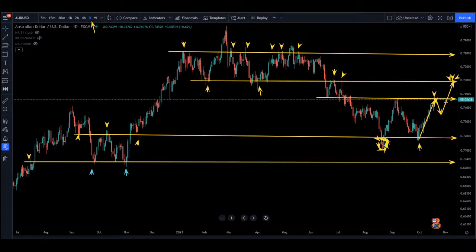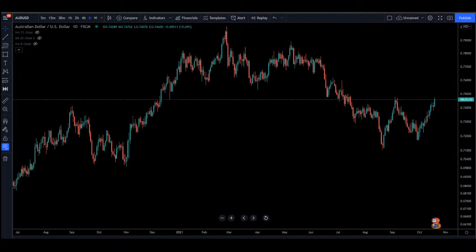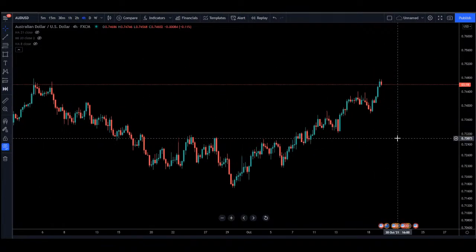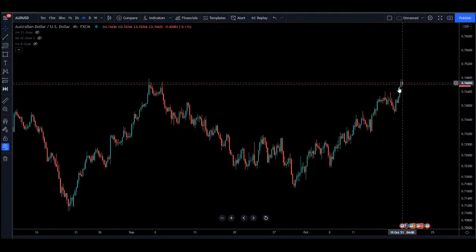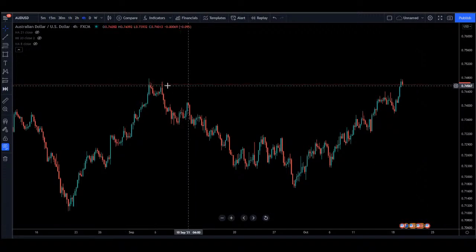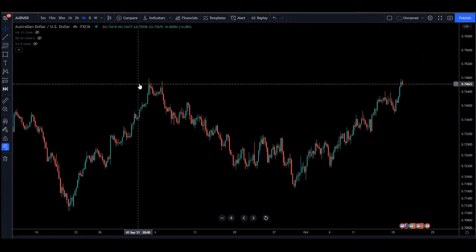But for now, I would be looking for sales. Why would I be looking for sales? Well, very easy, because the price has touched that level. That's the reason why. So if I clean all of these levels and then I go to the 4-hour time frame, this is where the price is at right now, right? This is the resistance that we had drawn already, right here.